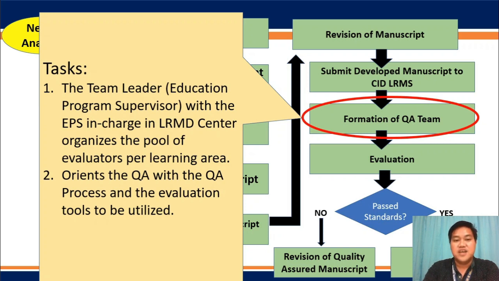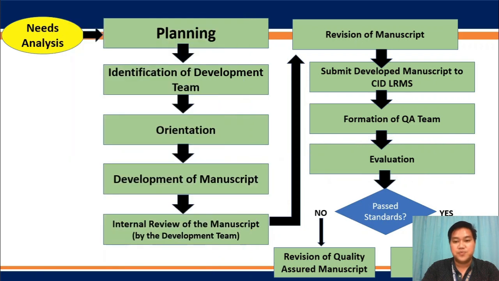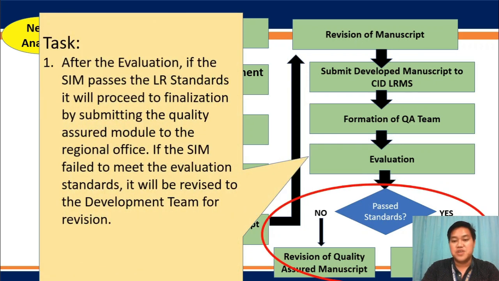organizes a pool of evaluators per learning area. Then, the QA supervisor will orient the QA team with the QA process and the evaluation tool to be utilized. During the evaluation process, the quality assurance team shall conduct the evaluation using the following tools: evaluation tool for content, evaluation tool for design and layout. The same, the evaluation team shall prepare a summary of findings of corrections and review. Then, the results of the review shall be communicated to the development team. If the learning resource passes the LR standards, then it will proceed to finalization, while if it fails to pass the learning resource standards, then it will be returned to the development team for revision.